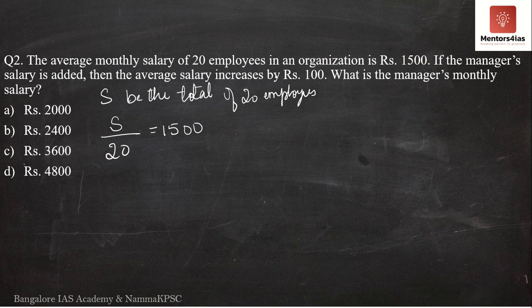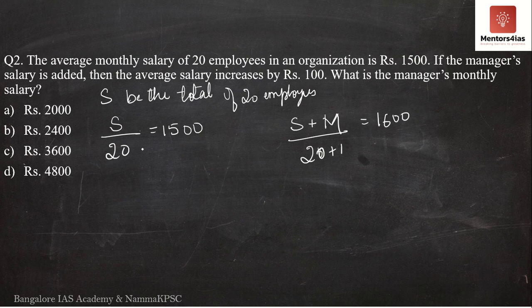Now the question further says, if the manager's salary is added to the total salary, then the average salary increases by 100. So what is the question saying now? If to the total salary, I add the manager's salary, let me say that M is the manager's salary, then for the average, I have to divide by 20 plus 1. Why? Because we are including the manager. Then the average salary will increase by 100. Therefore, it is 1,600.